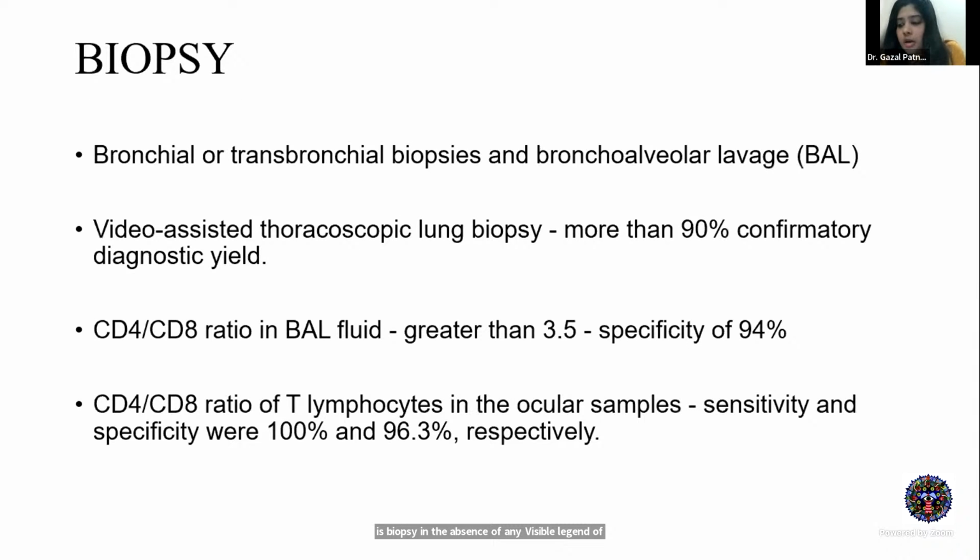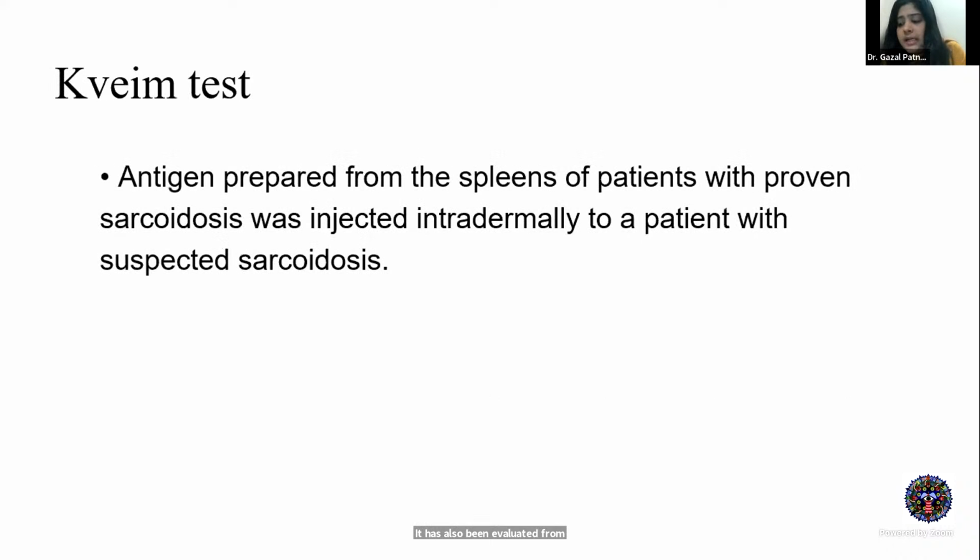CD4-CD8 ratio in the bronchoalveolar lavage fluid also has been used for diagnosis of sarcoidosis. A ratio of more than 3.5 has been found to have a specificity of 24%. It has also been evaluated from the vitreous sample as well. Another test of historical importance is the Kveim test. Antigen prepared from the spleens of patients with proven sarcoidosis is injected intradermally to see whether there is any hypersensitivity reaction in suspected sarcoidosis.